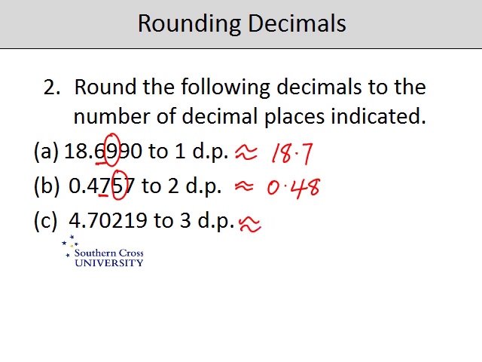And in C, we need to work to 3 decimal places. We have a 2 in the third decimal place. We've got a 1 to the right, so that means we won't be rounding up. We'll be keeping it the same at 4.702.